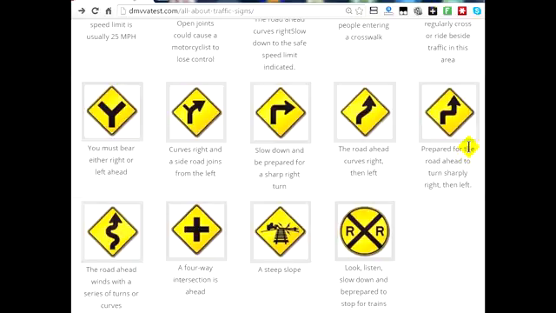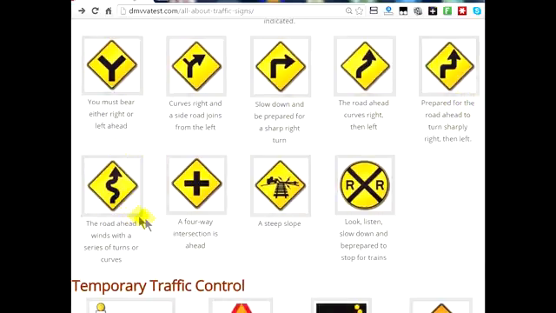This sign will show you that the road ahead turns sharply to the right and then to the left, so you definitely want to proceed with caution. This road sign here will show you that it winds, a series of turns coming up, and to proceed slowly going through those curves. This one means that there's a four-way intersection coming up, and be prepared to stop.